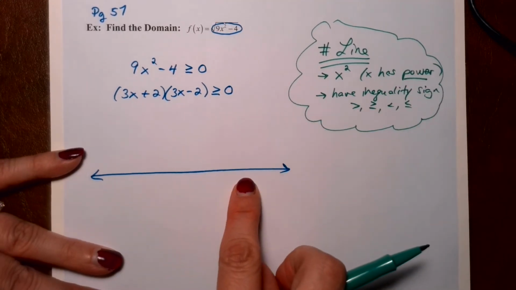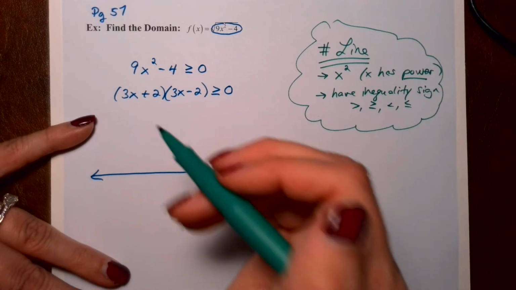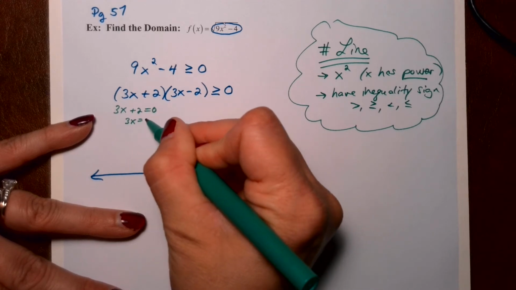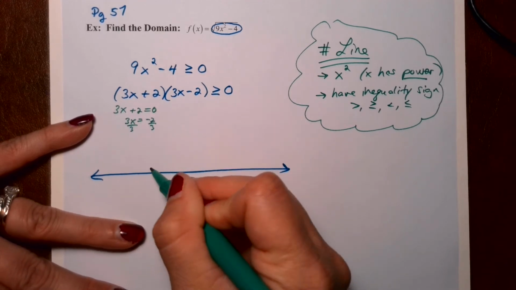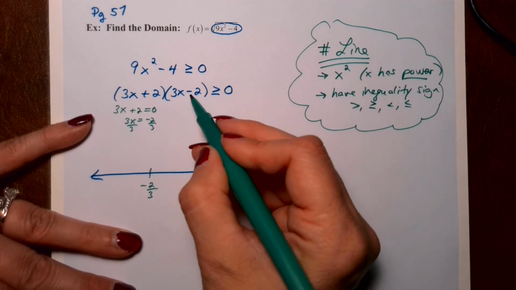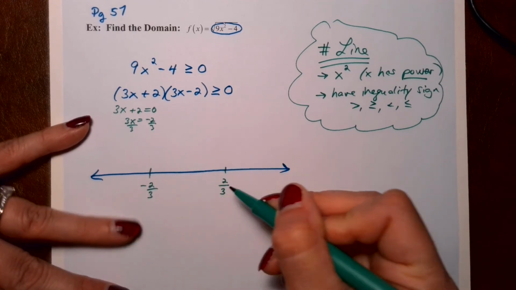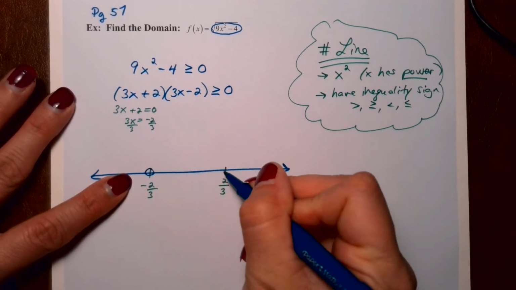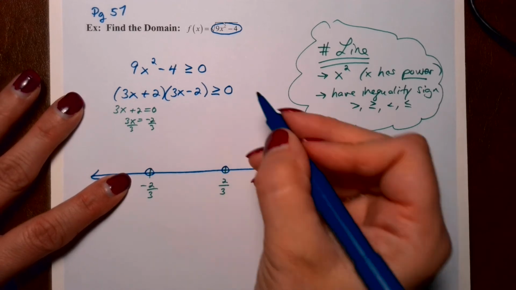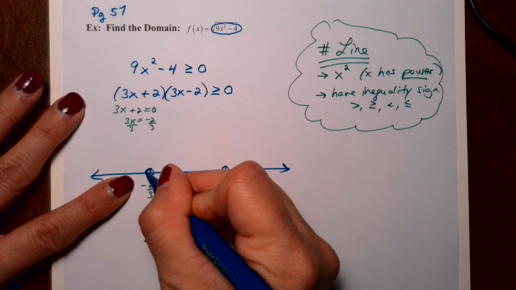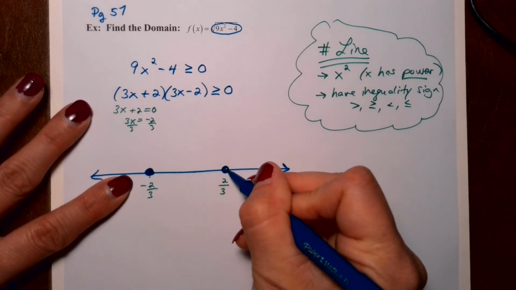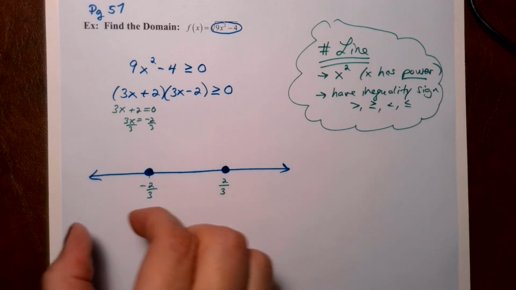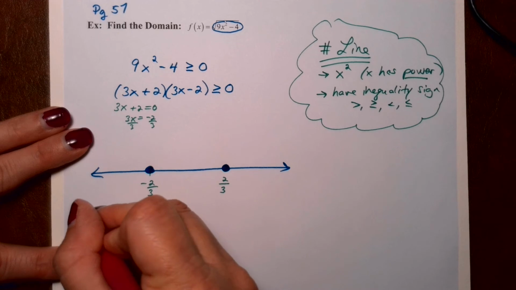What numbers are going to go on the number line? If you need to solve these little things, 3x plus 2 is equal to 0, negative 2 divided by 3. So we've got negative 2/3 as the first value and positive 2/3 as the second value. Now, are these bubbles going to be open or closed? Since it's an equal sign, we're going to be able to include them, so we're going to fill them in. And now what's the next step? I don't know where the answers are, so we're going to have to test the sections.